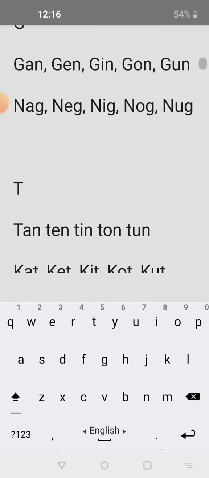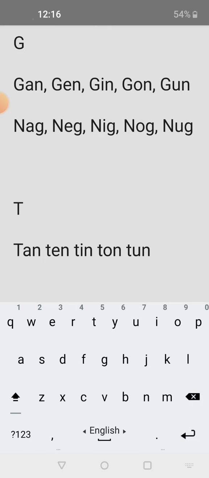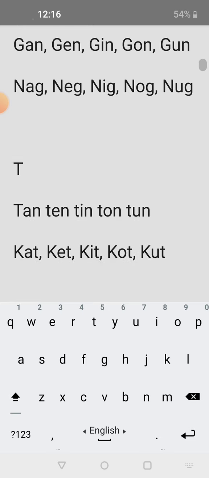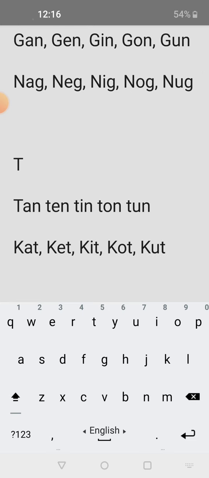Okay, next for T. T always goes T. It's a really big puff of air T. It's not the softer T's, but the big puff of air T. It's called the aspirated T. So we have ton, ten, teen, tone, tune. And then for syllables ending in T, we have caught, ket, keet, coat, coot.